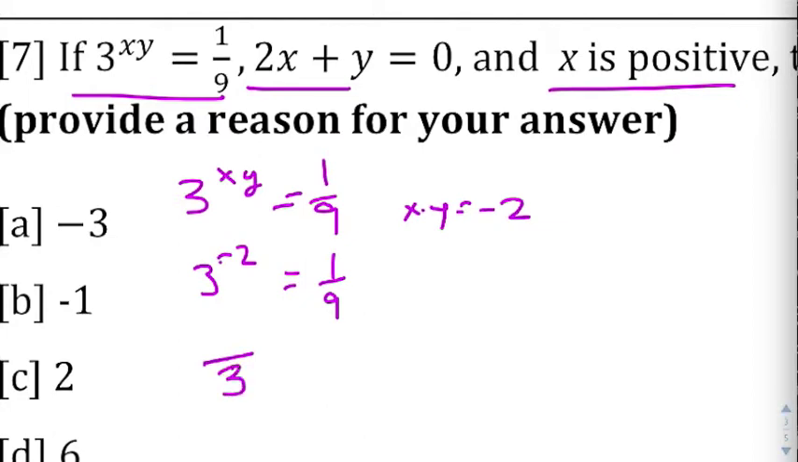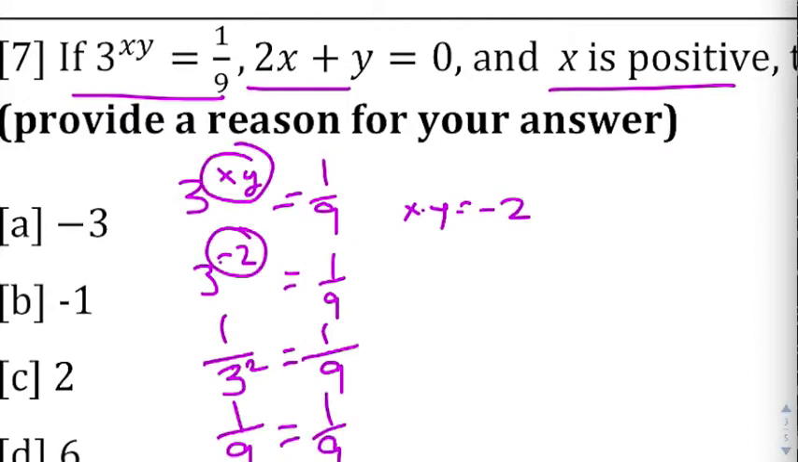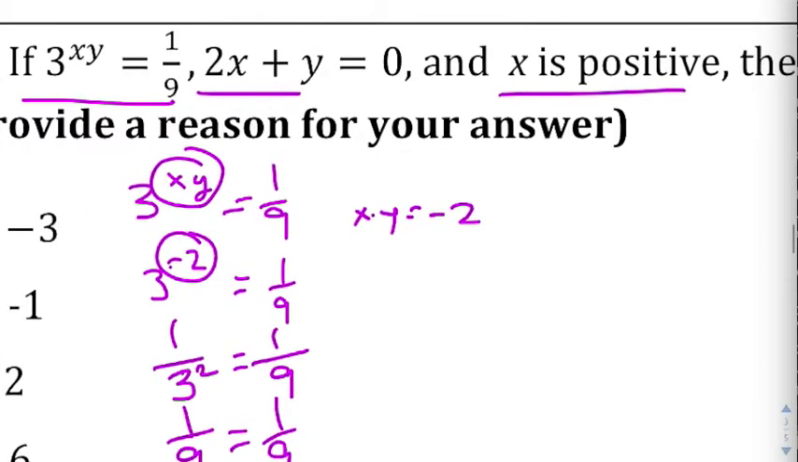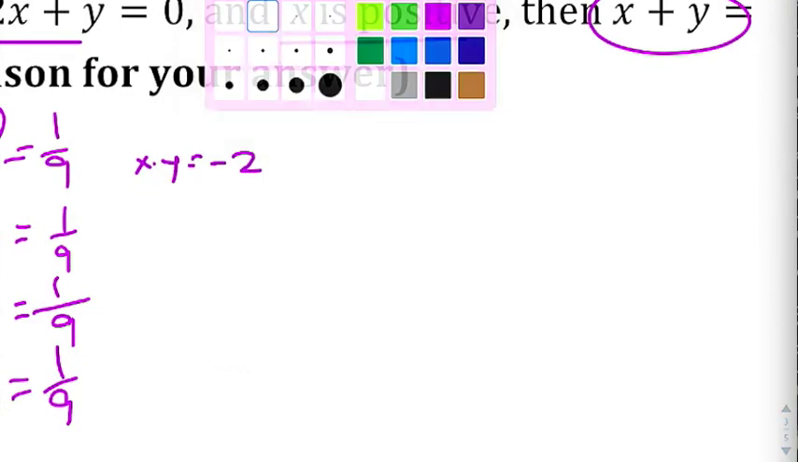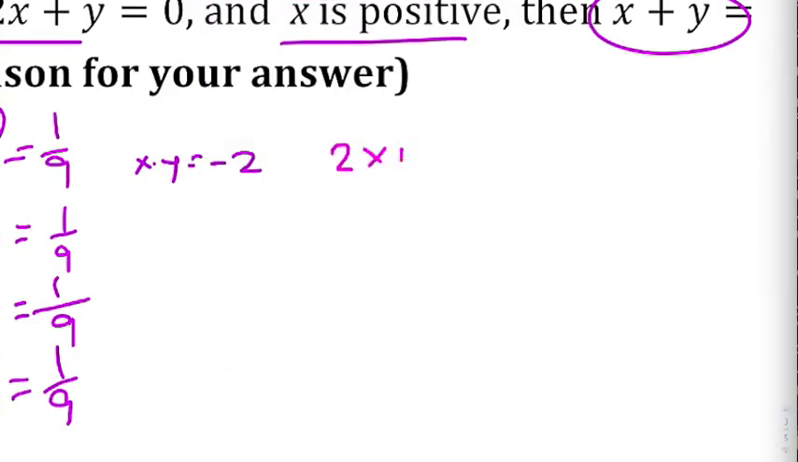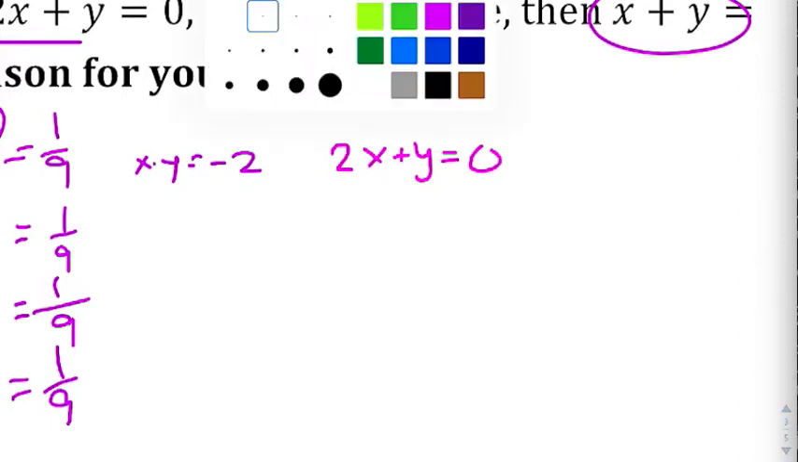And then if I want to change that value to a 9, that means I have to make it squared. And that's the only way that the left-hand side and the right-hand side look the same. So that tells me xy is going to be equal to -2. Now if I look forward, the second clue I was given is that 2x plus y is equal to 0, which means I need to do probably some substitution so I can start solving for x and y, because what I essentially have here now is a system.